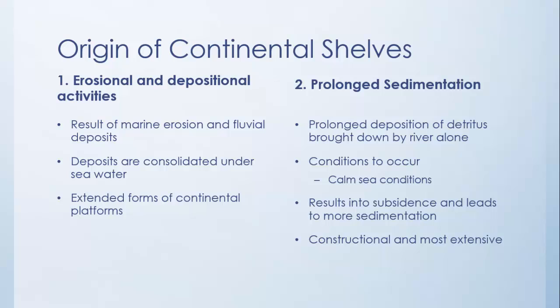Then the next origin of the continental shelves is prolonged sedimentation. Prolonged sedimentation means the prolonged deposition of the detritus brought down by the rivers. Detritus is nothing but the sediments. The condition required is calm sea. If calm sea conditions prevail, then the prolonged sedimentation will not be hampered by the sea conditions. It will result in subsidence. Because of too much load, the land area will subside and lead to more sedimentation. Thus, the most extensive continental shelves are formed.